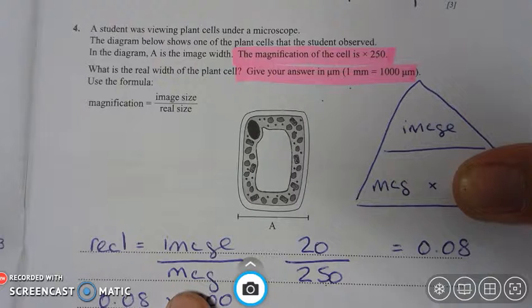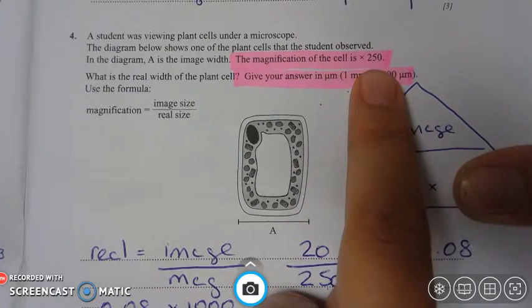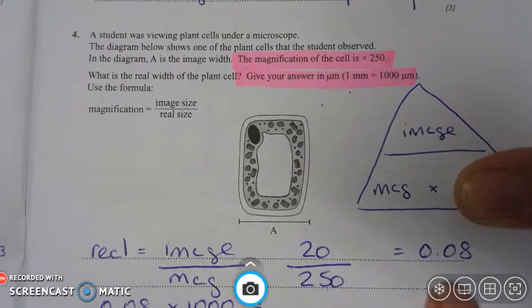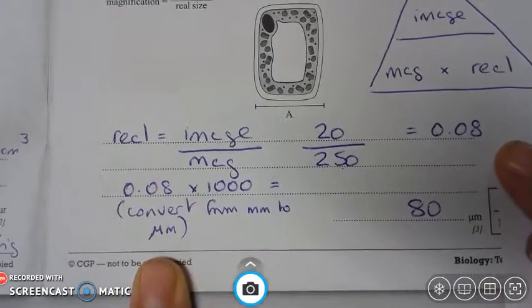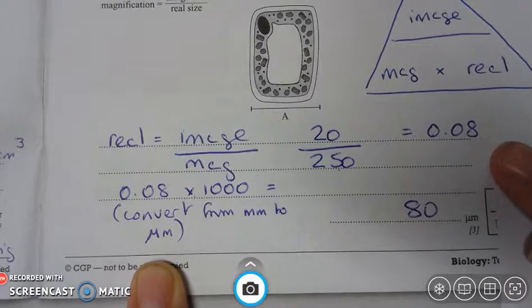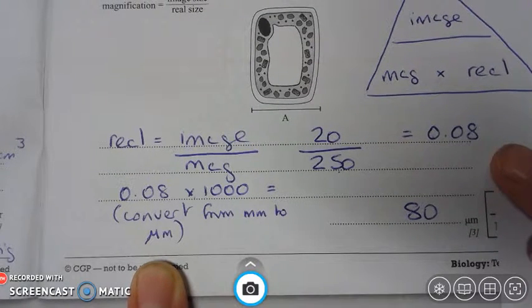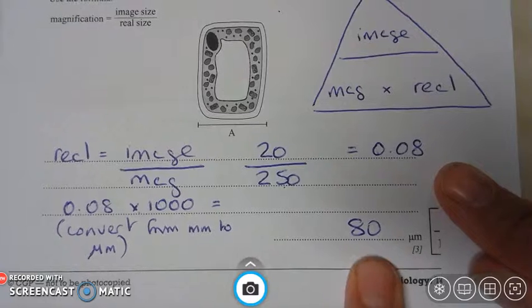I've just written that down there. Then I've put my numbers in, 20, which is what I measured, divided by 250, which came from the question, equals 0.08. However, I've got to convert that into micrometers, and there are 1,000 micrometers in a millimetre. So I need to multiply it by 1,000 and I get the answer of 80.